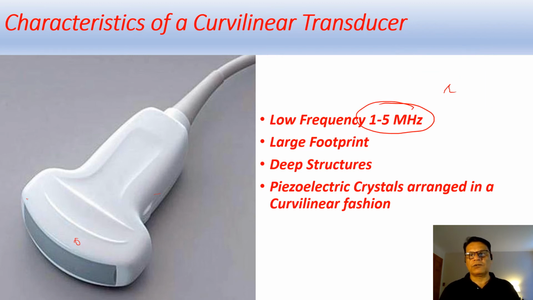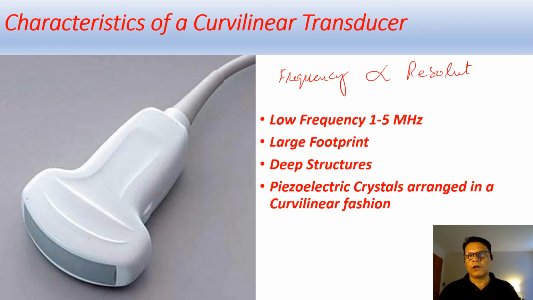Low frequency transducers do not create a high quality image. So there is a compromise, a trade-off between penetration and resolution. The linear probe has high frequency. High frequency has a high resolution. High resolution means high quality. So frequency has a direct relationship with resolution.